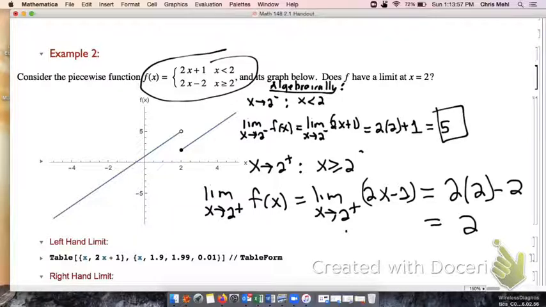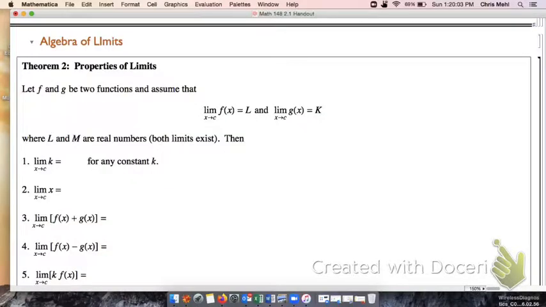So you see the left-hand limit was 5, the right-hand limit was 2. And again, the limit at 2 does not exist then because the left and right-hand limits are different. So you can do that graphically, numerically, or algebraically. So I just did some limits algebraically.